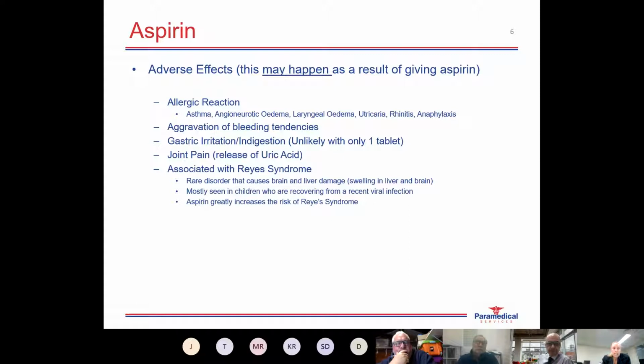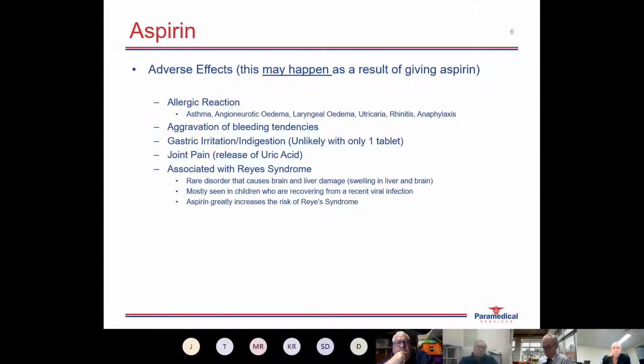Gastric irritation and indigestion is a side effect or an adverse effect, but it is quite unlikely with only one tablet. And this is all we're going to give, just one tablet. Joint pain, because of the release of uric acid, is an adverse effect. So quite often patients that are on aspirin may complain of joint pain. And it is also associated with Reye's syndrome.